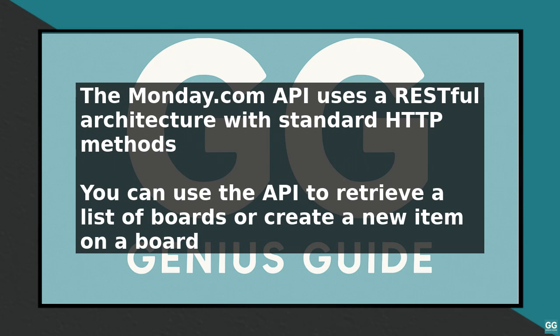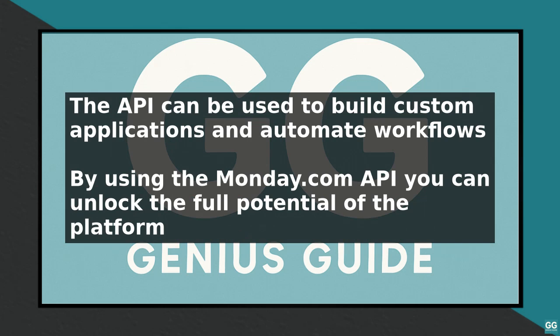In terms of practical examples, you can use the Monday.com API to build custom applications, such as a dashboard that displays key metrics and KPIs from your boards. You can also use the API to automate workflows, such as creating new items on a board when a certain condition is met.